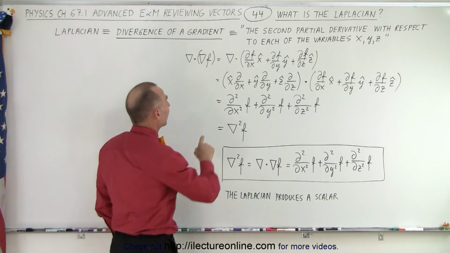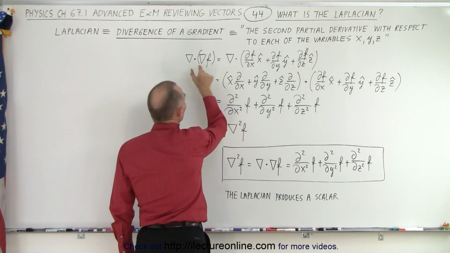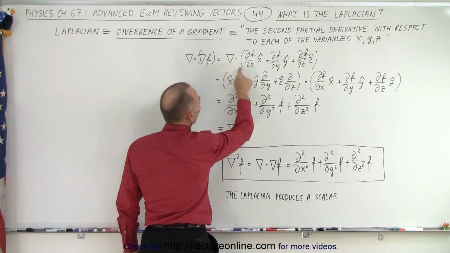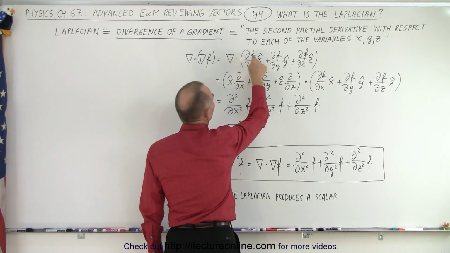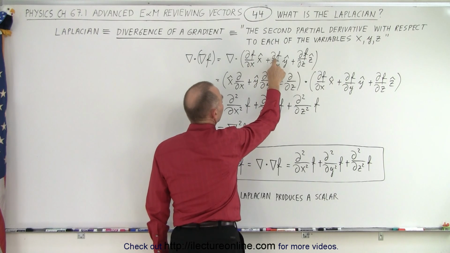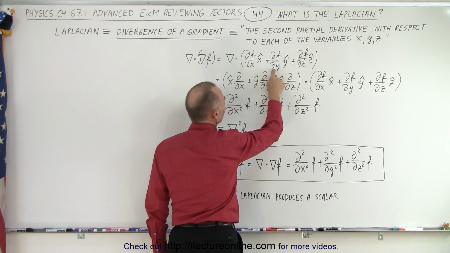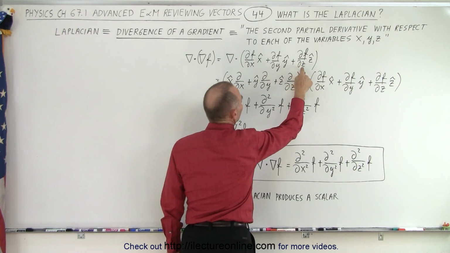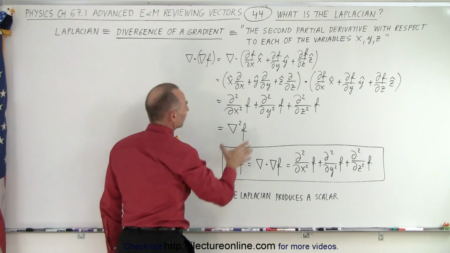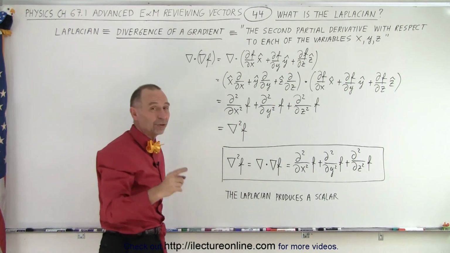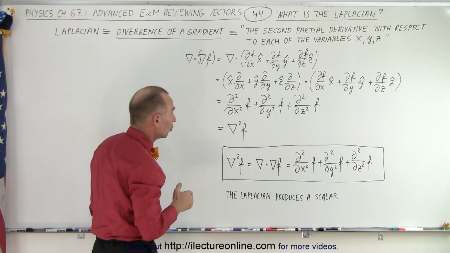Now, notice that here we have the divergence of a gradient. The divergence of a gradient is the divergence of the partial derivative of the scalar function with respect to x in the x direction, plus the partial derivative of the scalar function with respect to y in the y direction, plus the partial derivative of the function with respect to z in the z direction. Now this, of course, is a vector quantity. That's the gradient. It points in the direction of the greatest change.